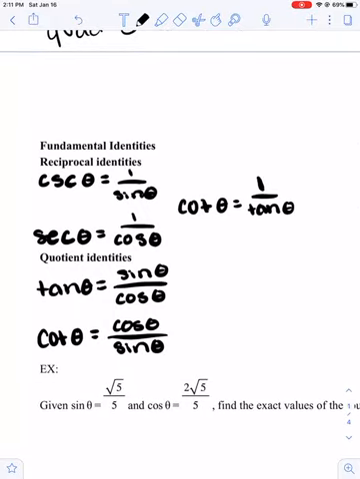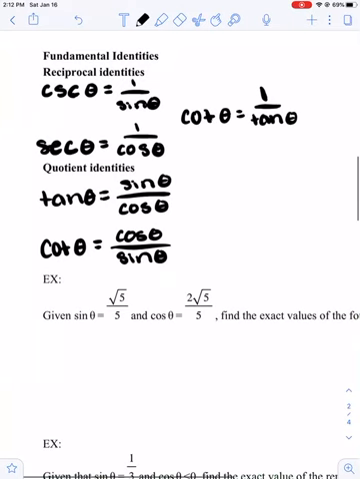Next, we just have some more identities, and these are reciprocal identities. We went over these a little bit previously, but secant is 1 over cosine, cosecant is 1 over sine, cotangent is 1 over tangent. Those are our reciprocal identities. And then our quotient identities: tangent equals sine over cosine, and cotangent is cosine over sine. So those are just identities that we want to remember.